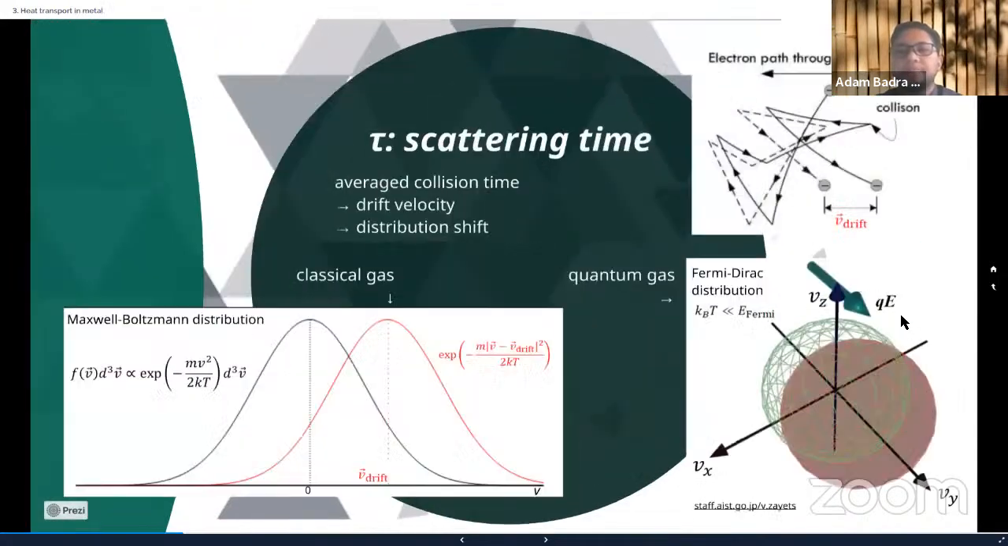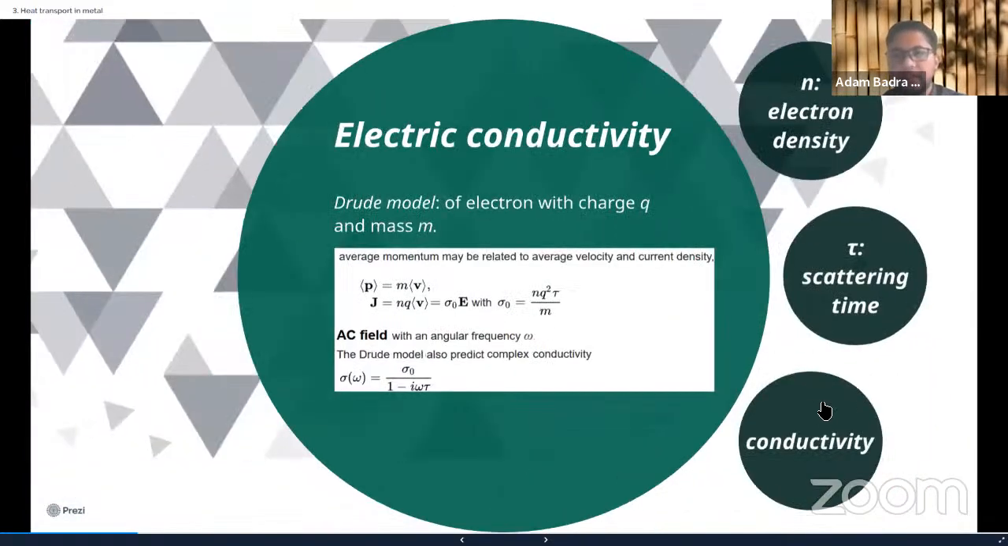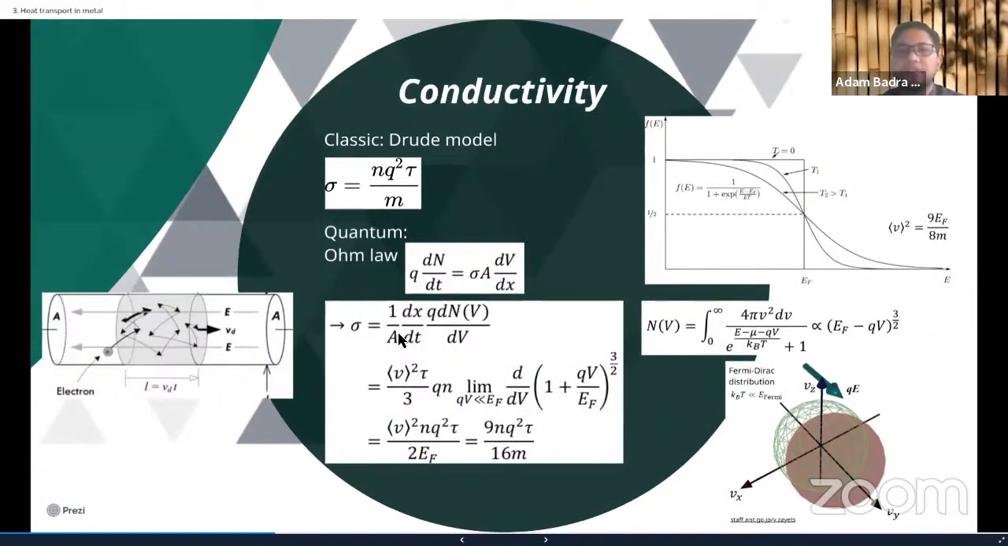And the scattering time is defined by this. We discussed this, and the scattering time will be quite different for the classical gas and the quantum gas. It's a little bit different, and it's related to the drift velocity. So they will all connect to the conductivity. In the classical Drude model, sigma is just n q squared tau per m.